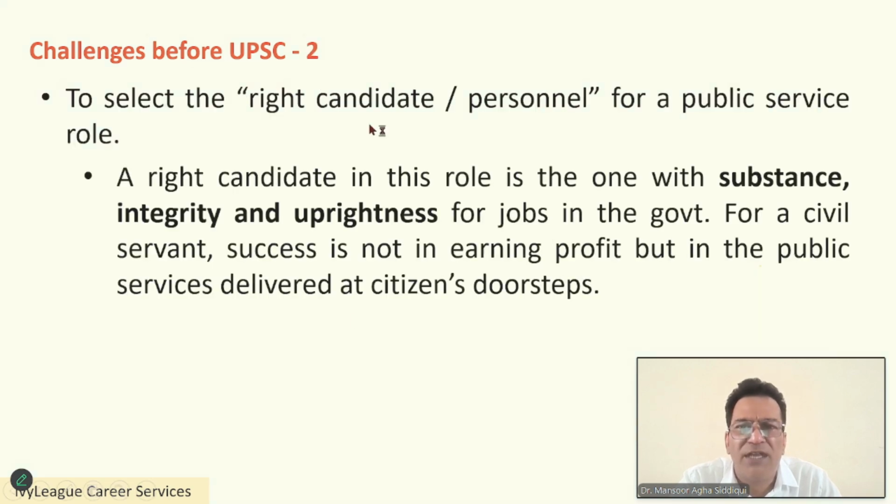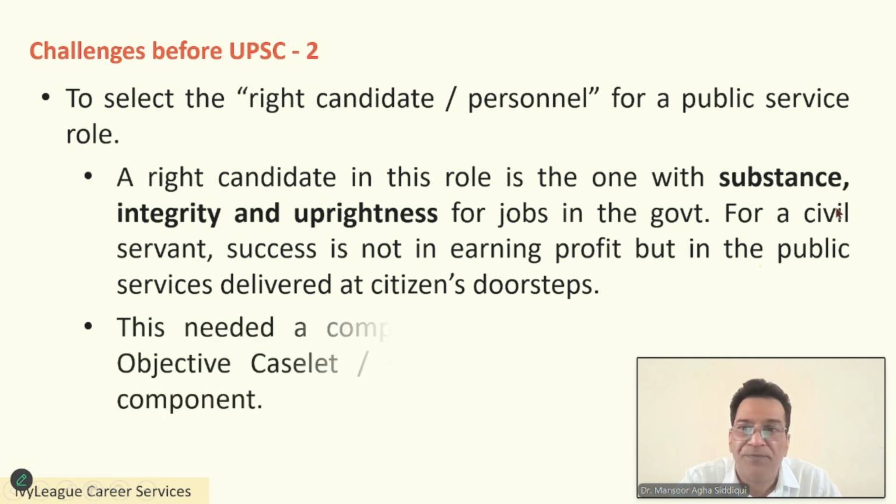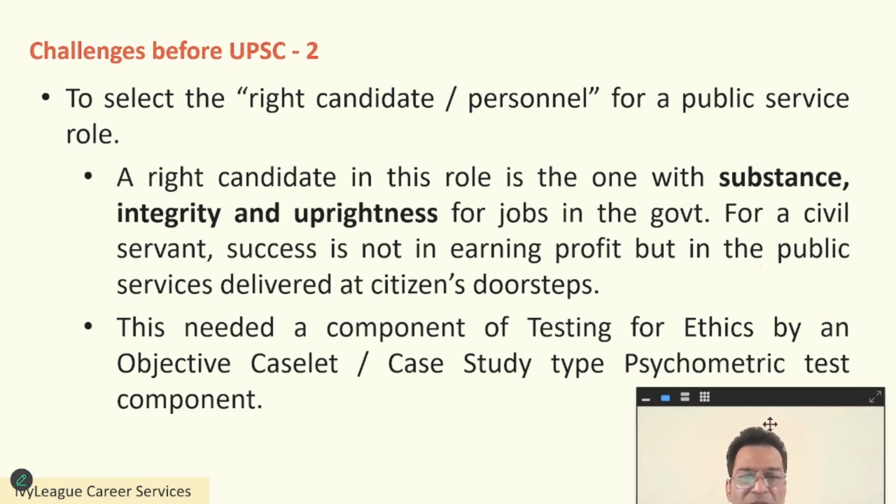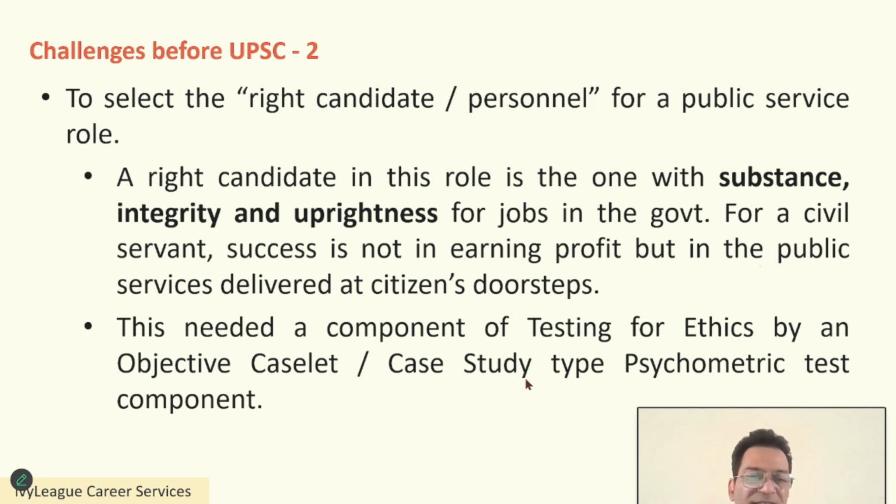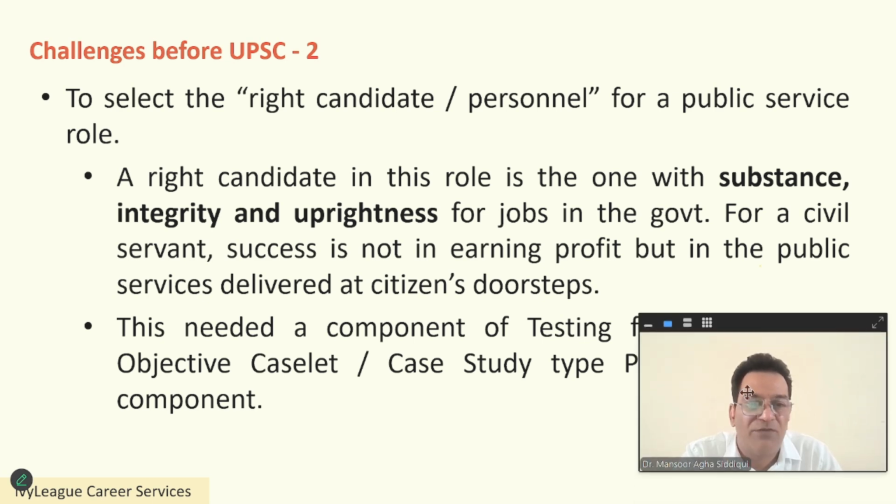So, in order to select the right candidate for public service, they wanted people who had a lot of substance, who had integrity and uprightness for the jobs in government. And the reason why this realization came was because a lot of civil servants also had started becoming corrupt during that time period. And this was the reason why there was clearly a need for a component of ethics testing. So they went in for an objective caselet and a case study approach, which was basically a psychometric test component in case of the examination. And your GS paper 4 got introduced.